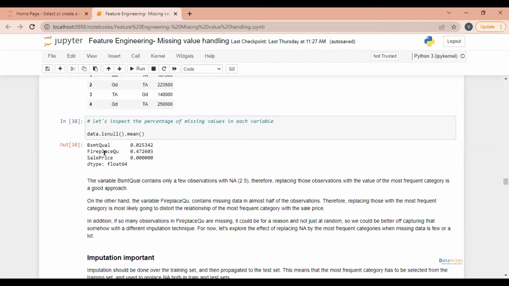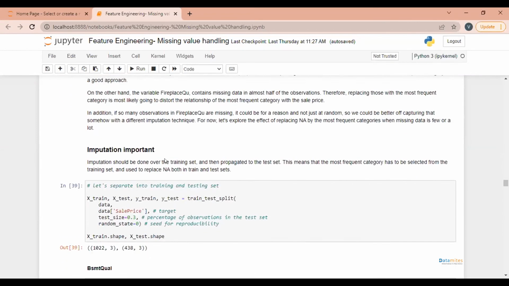Again, one thing to note is that if we have a higher percentage of missing values, let's say in this case fireplace, there has to be some reason that this data is missing. It cannot just be missing at random. So we have to capture that. We also have to find out different techniques accordingly. But let's explore the missing values with the mode for this.